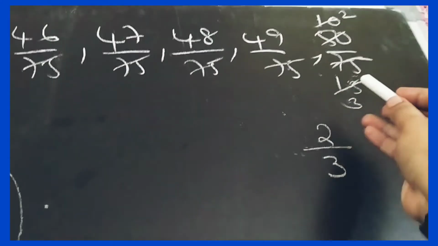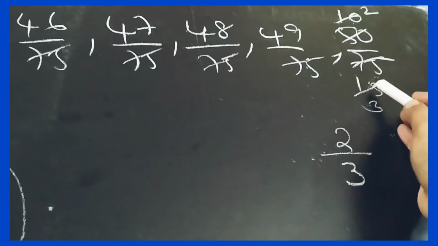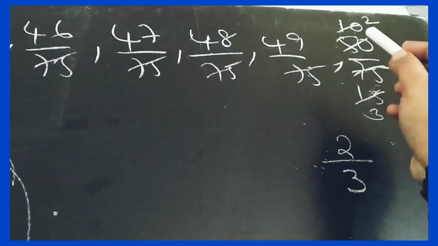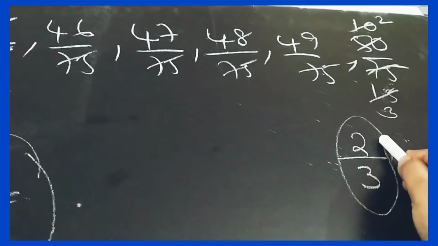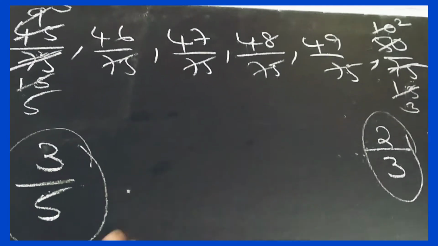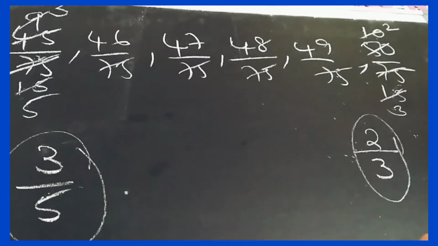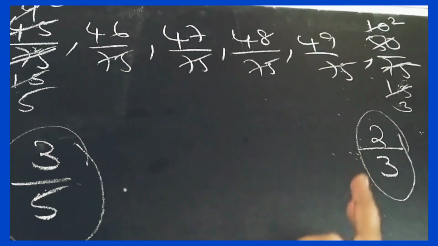So here again 5 15s are 75. 5 10s are 50. Again 5 2s are 10, 5 3s are 15. So the answer here is 2 by 3. So we have got the rational numbers between 3 by 5 and 2 by 3. These are the rational numbers. Any three you can take.